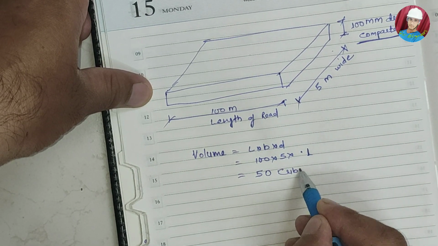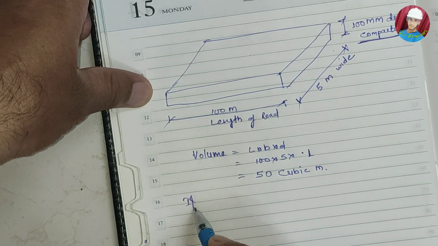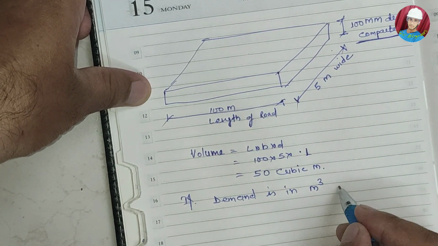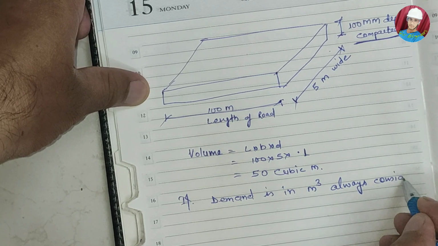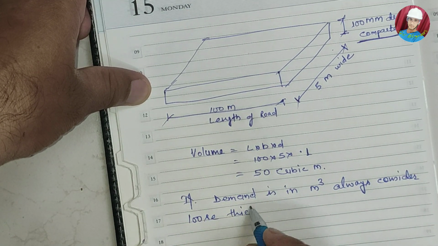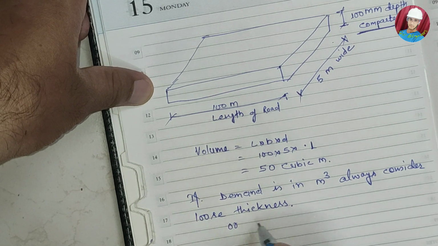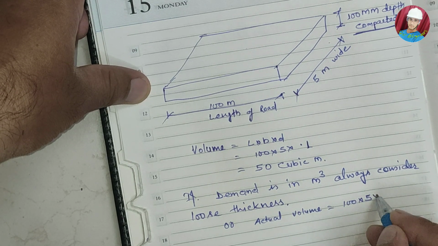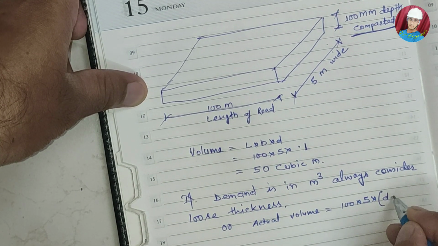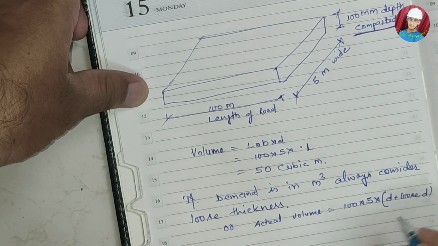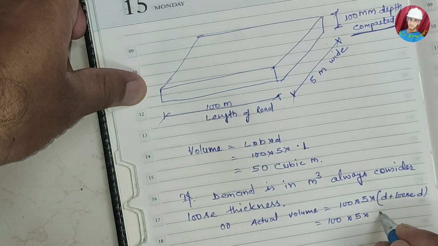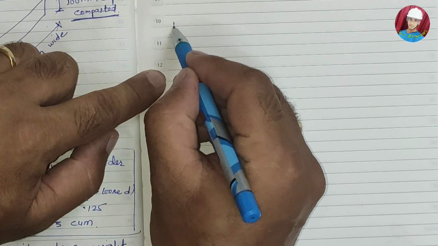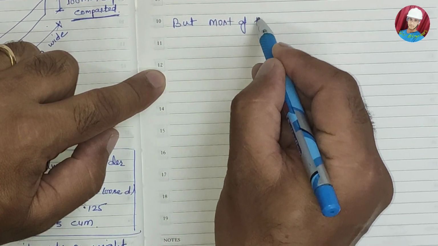50 cubic meter. But guys, this 50 cubic meter is the compacted volume. But in case you have to place your demand in cubic meter, then always remember that loose thickness must be included, and in that case the actual volume will be length into width into loose thickness, the compacted thickness plus the loose thickness. Okay, so it's coming 100 into 5 into 0.125, it is 62.5. See guys, there is a difference of almost 12.5 cubic meter, so always remember it.